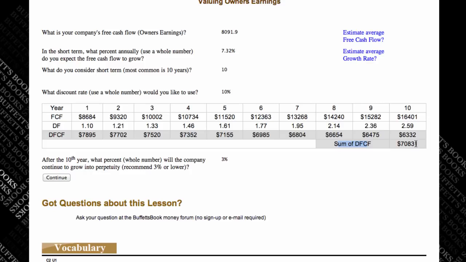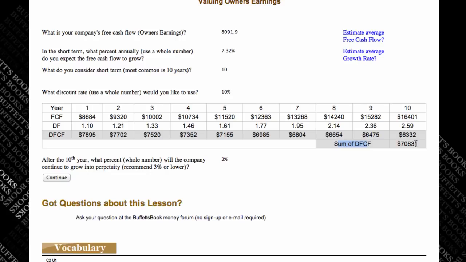Okay, so when we do this, we want to make sure that we use a very conservative number. I wouldn't go anything higher than what you think the estimated inflation rate would be, which is about 2 to 3%. So you could put 3% in there, and what it's going to do is grow that $16 billion that you see in the free cash flow in year 10, which you see highlighted there. It's going to estimate that that's going to continue to grow at 3% into infinity, okay?